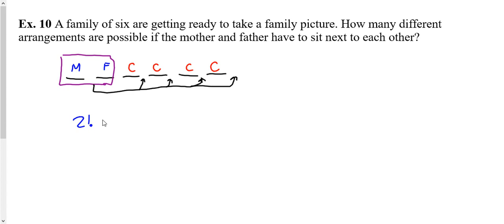So here I'm going to multiply this by 5 factorial because that's going to be all the number of positions where the mother and father can be together. So if we run this now on our calculator, you should end up with 240.